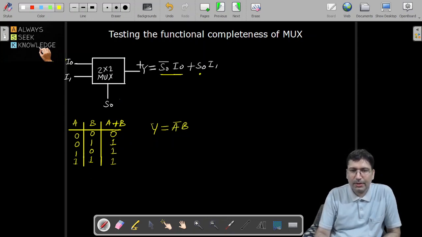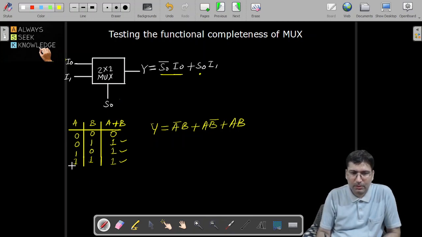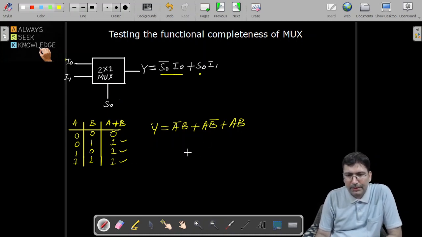So in case we want to generate A or B as Y, there are three possibilities where we can get this thing as one. So you will get A bar B, A B bar, or A B, right? According to this truth table, we can get A or B in these three places. Now we can solve it. In these two terms there is one thing which is common, that is B. So let's take it common.